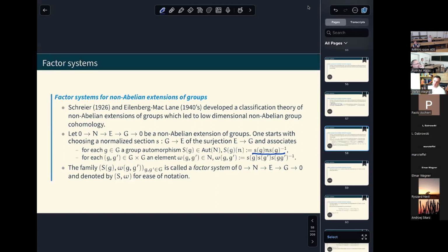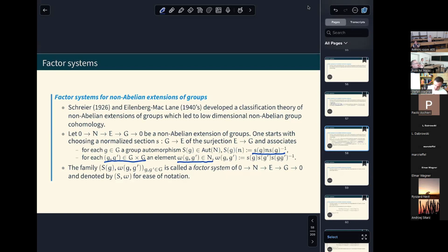But then even for every pair of elements in G, I can associate an element in N that I call W. And how do I define this? Well, I define this as S of G, S of G prime, and then I take the product G G prime, apply S, and then I look at the inverse element. And then since it's a section, this will end up in N.